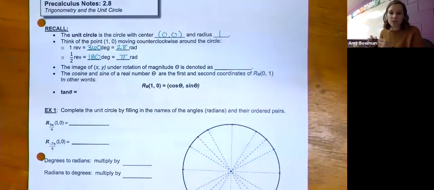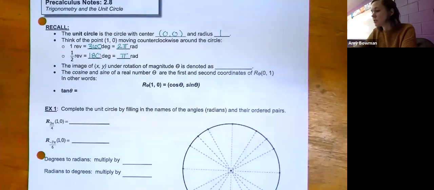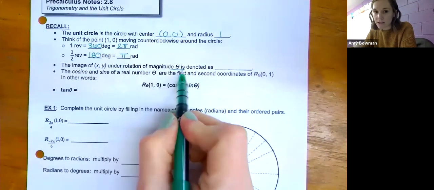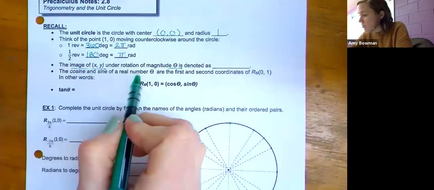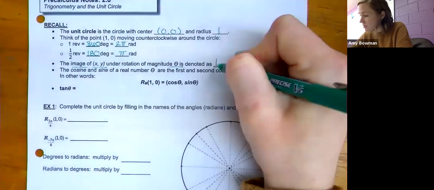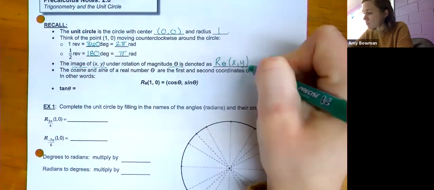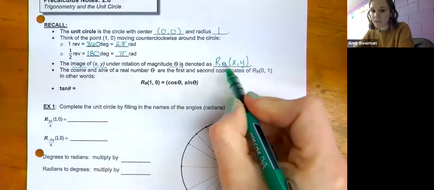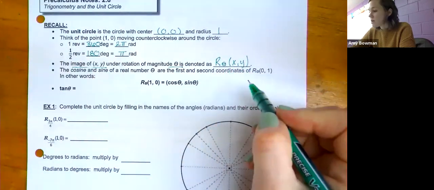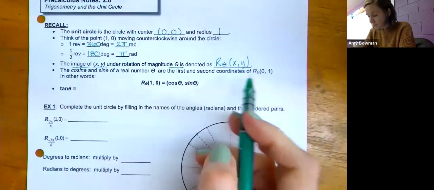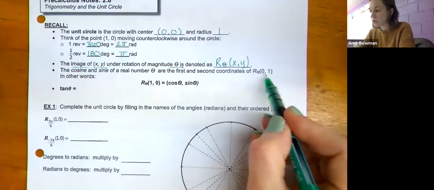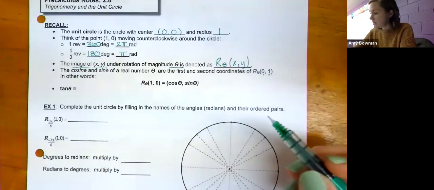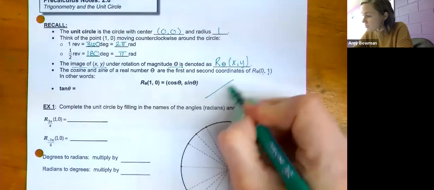So the image of x, y under a rotation of magnitude theta. In other words, it's just saying if you rotate xy around the unit circle, the notation to represent that is capital R with a subscript theta of xy. That just means rotate this point this many radians or degrees. Cosine and sine are the first and second coordinates of the rotation of 1, 0. And we covered this in class, and I'll just quickly demonstrate why that's the case.